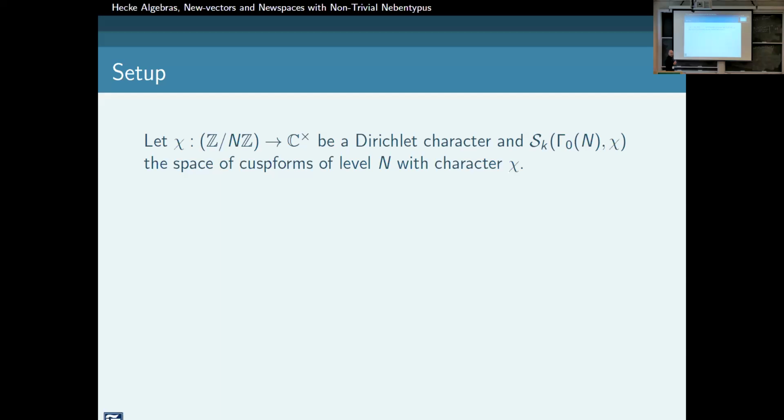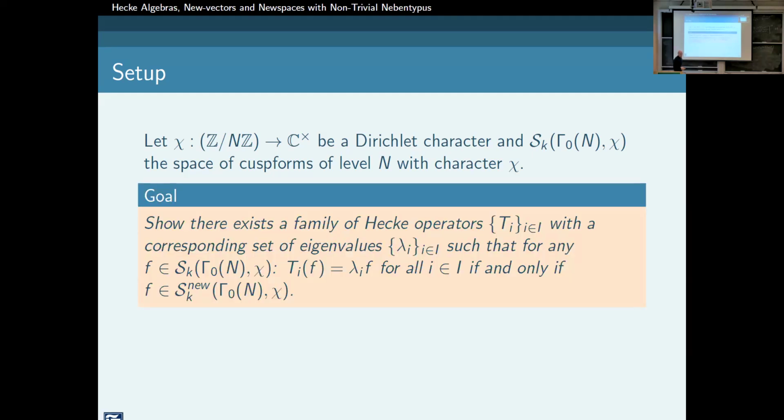So I start by taking a Dirichlet character of Z and Z and considering the space of cusp forms with weight K, level N, and of course character chi. And our goal, which might seem unmotivated at first, but I will explain why it is this way, is to show that there exists a family of Hecke operators, Ti, with this corresponding set of eigenvalues, lambda i. So lambda i corresponds to Ti is fixed, such that if you take the intersection of the lambda i eigenspaces of these operators Ti, what you get is exactly the space of new forms.